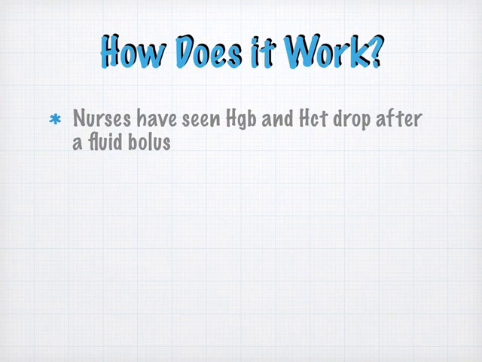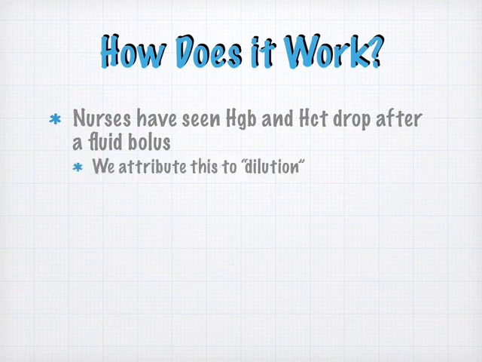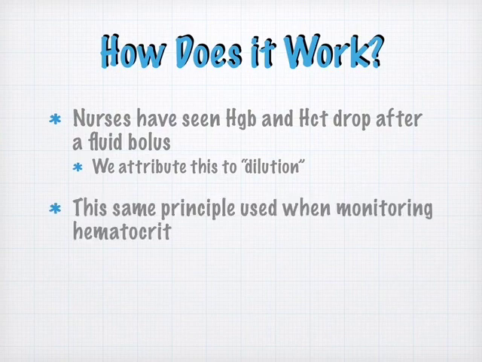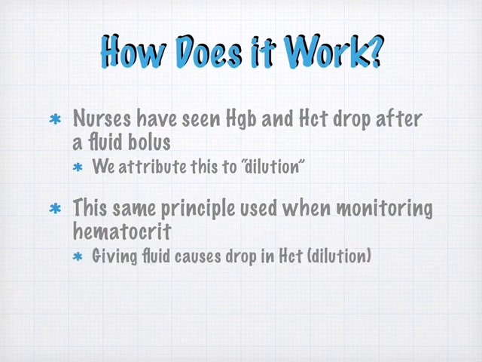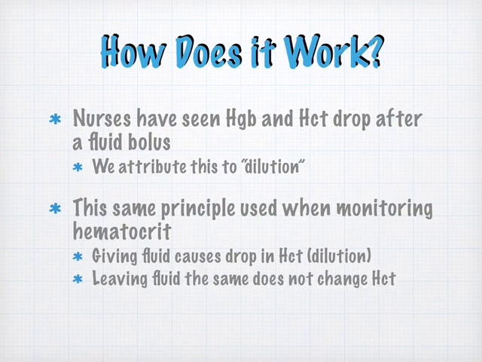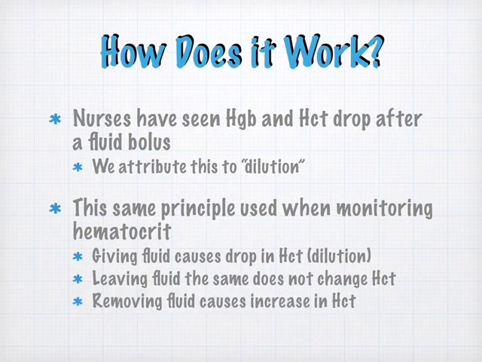So any nurse in critical care has seen hemoglobins and hematocrits drop after they've given a fluid bolus. We attribute this to dilution, right? So you're giving a report, you say, yeah, his hemoglobin came down, but he's not bleeding. It's because I gave some fluid boluses. It's because the blood is dilute. This is exactly the same principle that's used for continuously monitoring hematocrit. If we give fluid to patients, hematocrit drops. If the fluid balance on your patient stays exactly the same, then hematocrit doesn't change. If we remove fluid, we make them drier, then their hematocrit comes up.